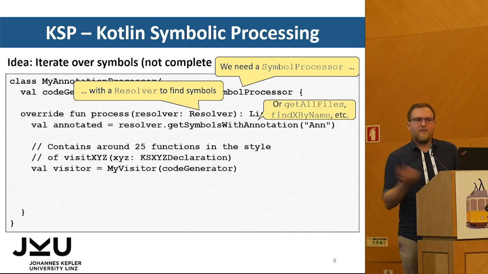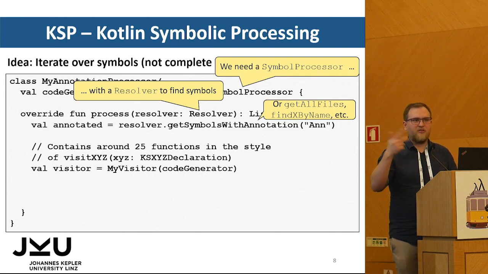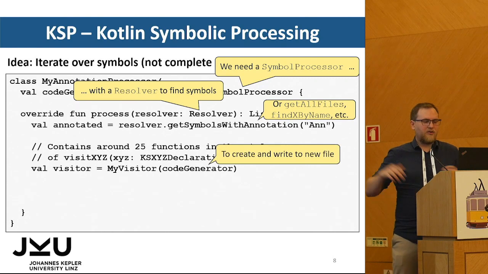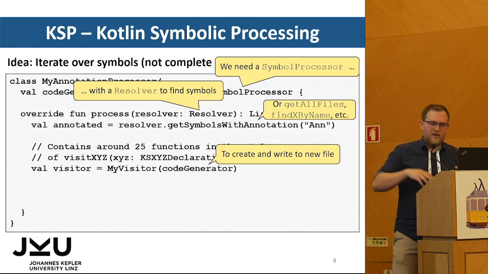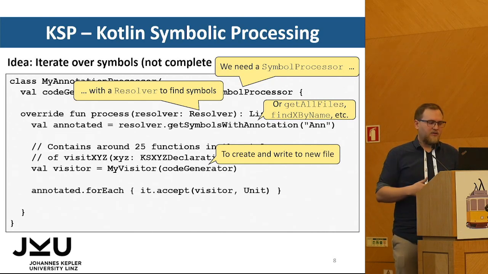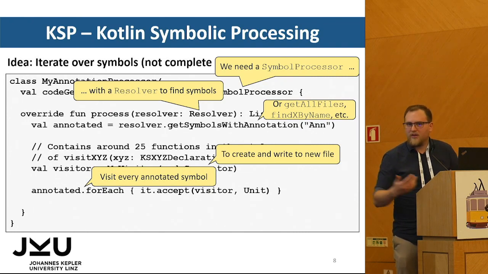KSP revolves heavily around the visitor pattern, so we can write our own visitor where we can visit about 25 different things, properties, functions, classes, and so on. And these visitors typically have the code generator passed into them, so we can create and write to new files. And then we apply our visitor, for example, on all our annotated entities and generate something out of those annotated entities.